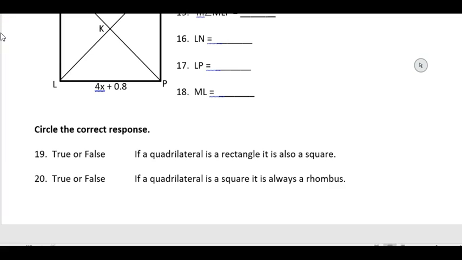Here's our last 2 questions for our other version. So this one says, if a quadrilateral is a rectangle, it is also a square. This is false, because just because it's a rectangle doesn't mean for sure it's a square. If a quadrilateral is a square, it is always a rhombus. That is a true statement, because the definition of a rhombus is it has 4 congruent sides, and obviously a square has 4 congruent sides.